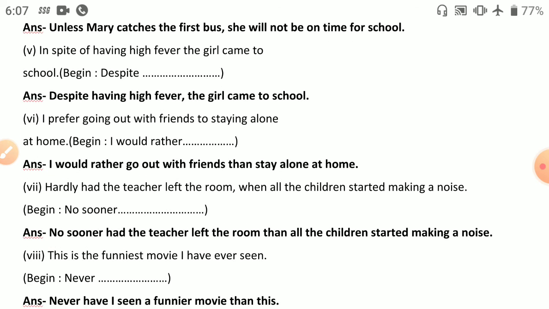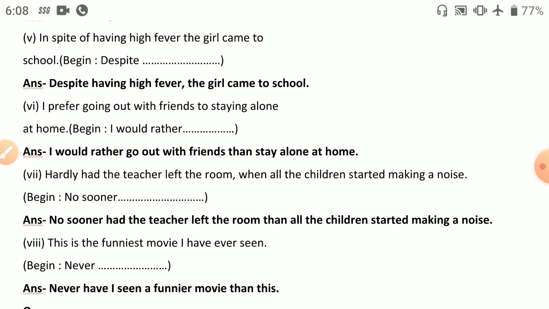Next, sixth one, again a popular one, prefer and rather. So you have to know the technique that prefer is followed by participle, the verb we make it participle, but rather we don't make it participle. I prefer going out with friends to staying alone. Prefer also takes "to". I would rather go out with friends than stay alone at home. So see the difference. First is prefer, takes participle and "to". Rather does not take participle, and it takes "than".